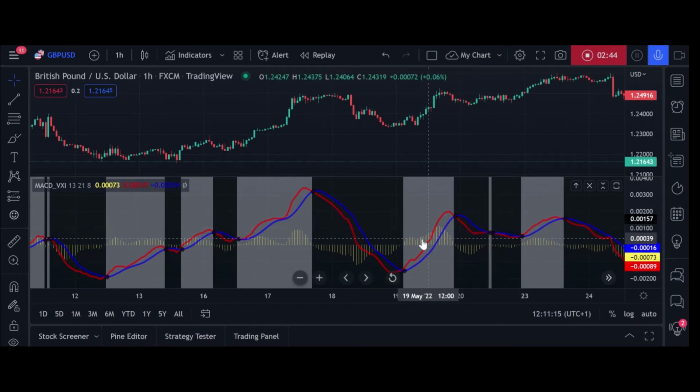When the MACD crosses above the signal line, an uptrend may be emerging. Conversely, when it falls below the signal line, a downtrend may be emerging. On our chart, the MACD line is the difference between the 13 and 21 period moving averages.